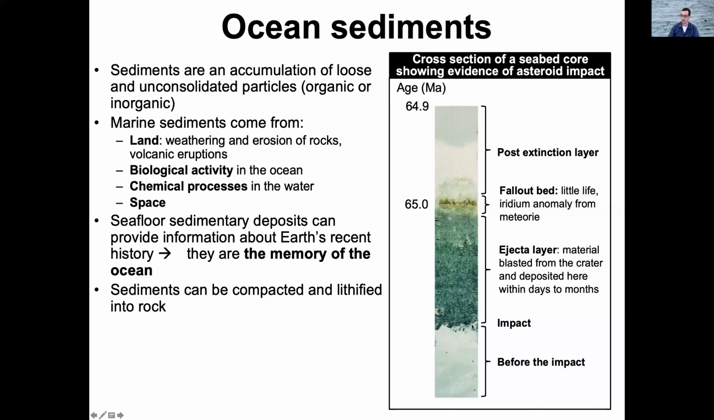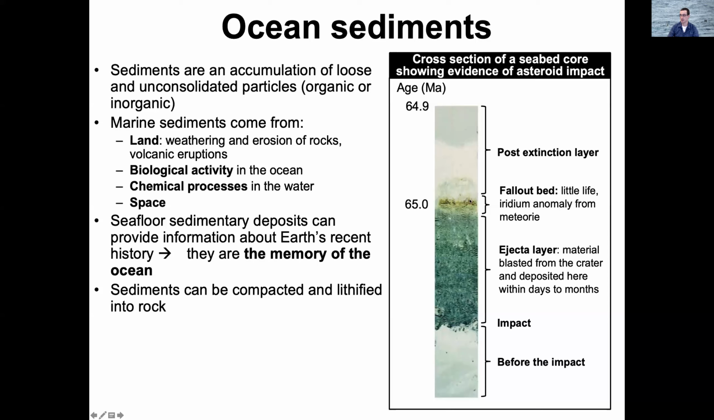Now, the impact happened here, and then this is a layer of ejecta. So this is material that was blasted from the impact crater and deposited here within days to months. After that, you get ash and fallout from the meteorite. There's an iridium anomaly. Iridium is not common on Earth from terrestrial origin, but it is common in meteorites. And this layer is found all around the Earth at this time period.